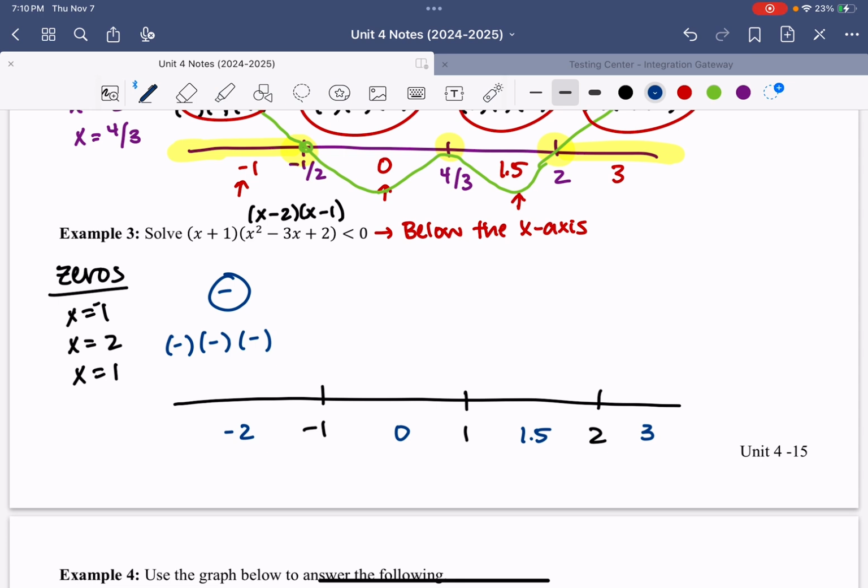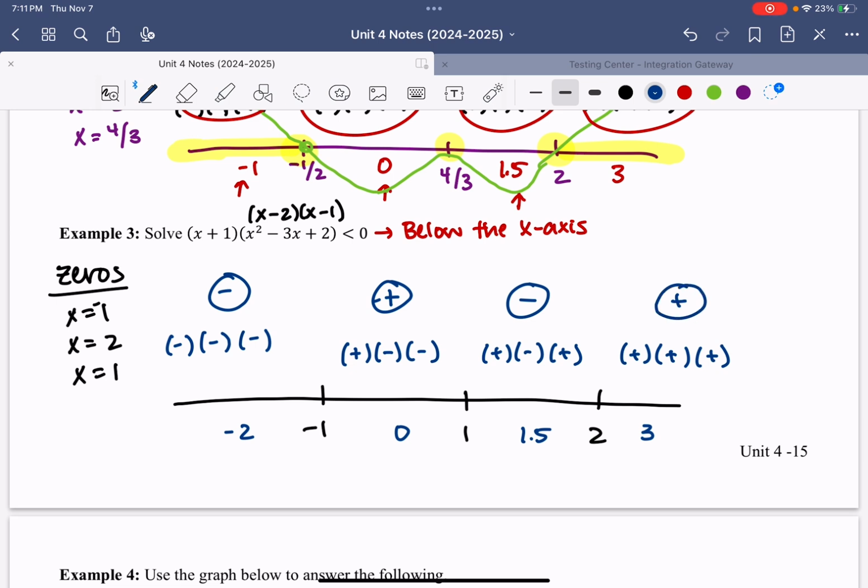Going in for our second, for 0. 0 is nice. That should be a positive times a negative times a negative. So that's going to be a positive interval. Putting in 1.5, I should have positive, negative, positive. So this will be negative. And then for 3, I have positive, positive, and positive.